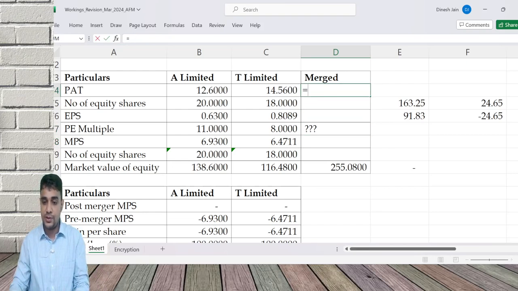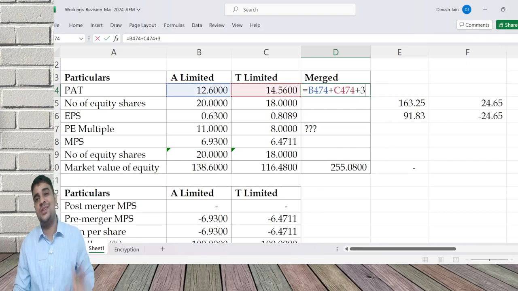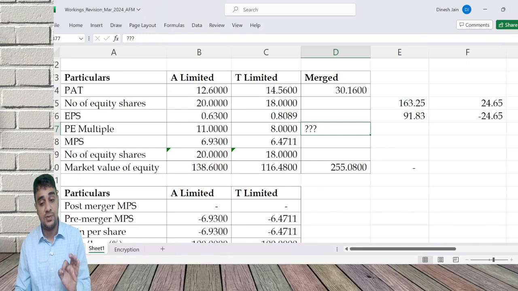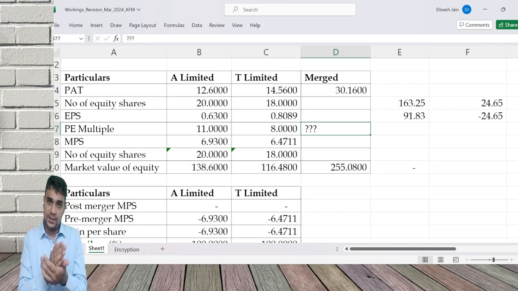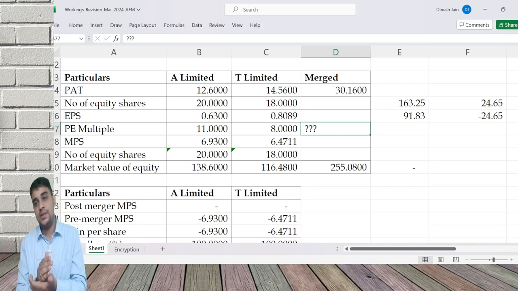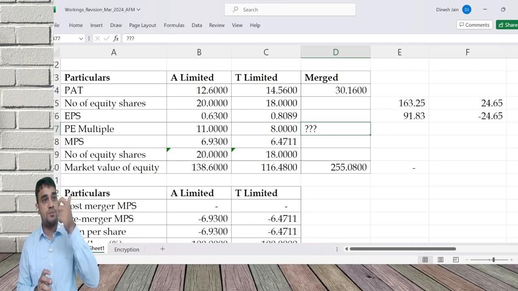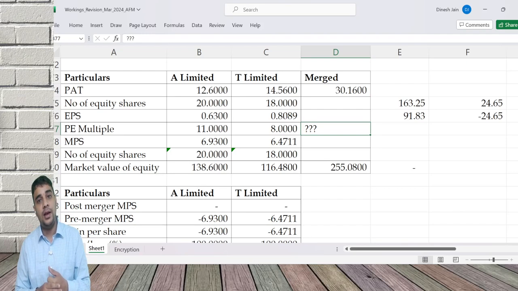For that, let's assume this extra 3 crore synergy gain is there. Just an assumption, okay? Extra 3 crore synergy gain. So, what should be the P multiple to justify the merger is very simple: value of AC plus value of TC divided by post-merger earnings, because PAT into P multiple is the value of the company.